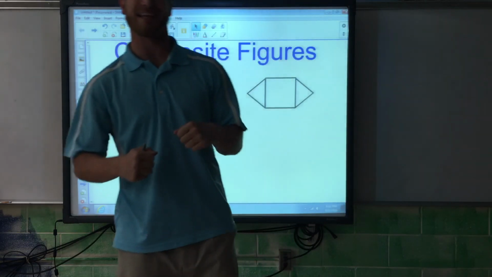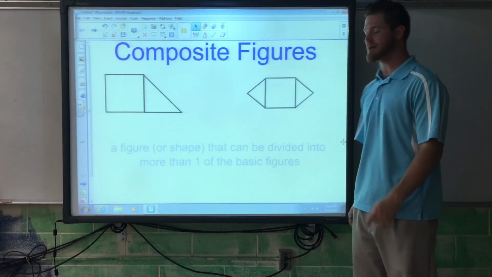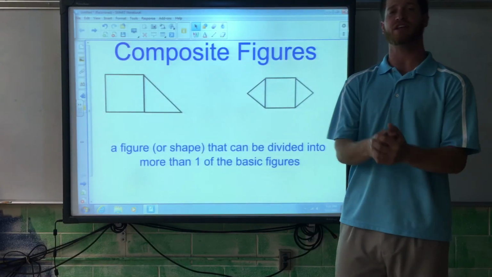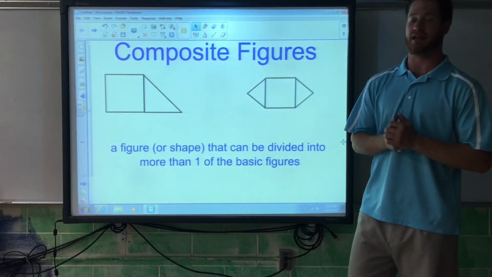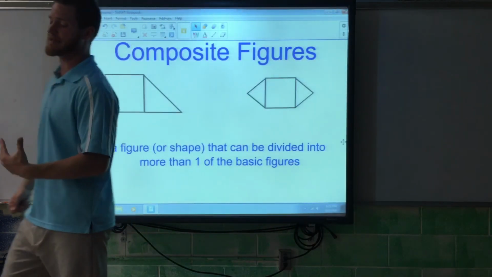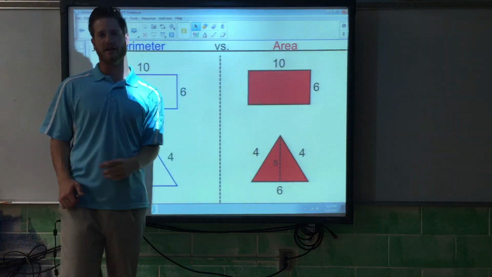Alright, in this lesson we're going to get into a little bit of geometry that is dealing with composite figures. Now when you hear composite figures, just think about figures that are involving two or more combined shapes. Now before we delve into composite figures, we have to discuss the difference between perimeter and area first.